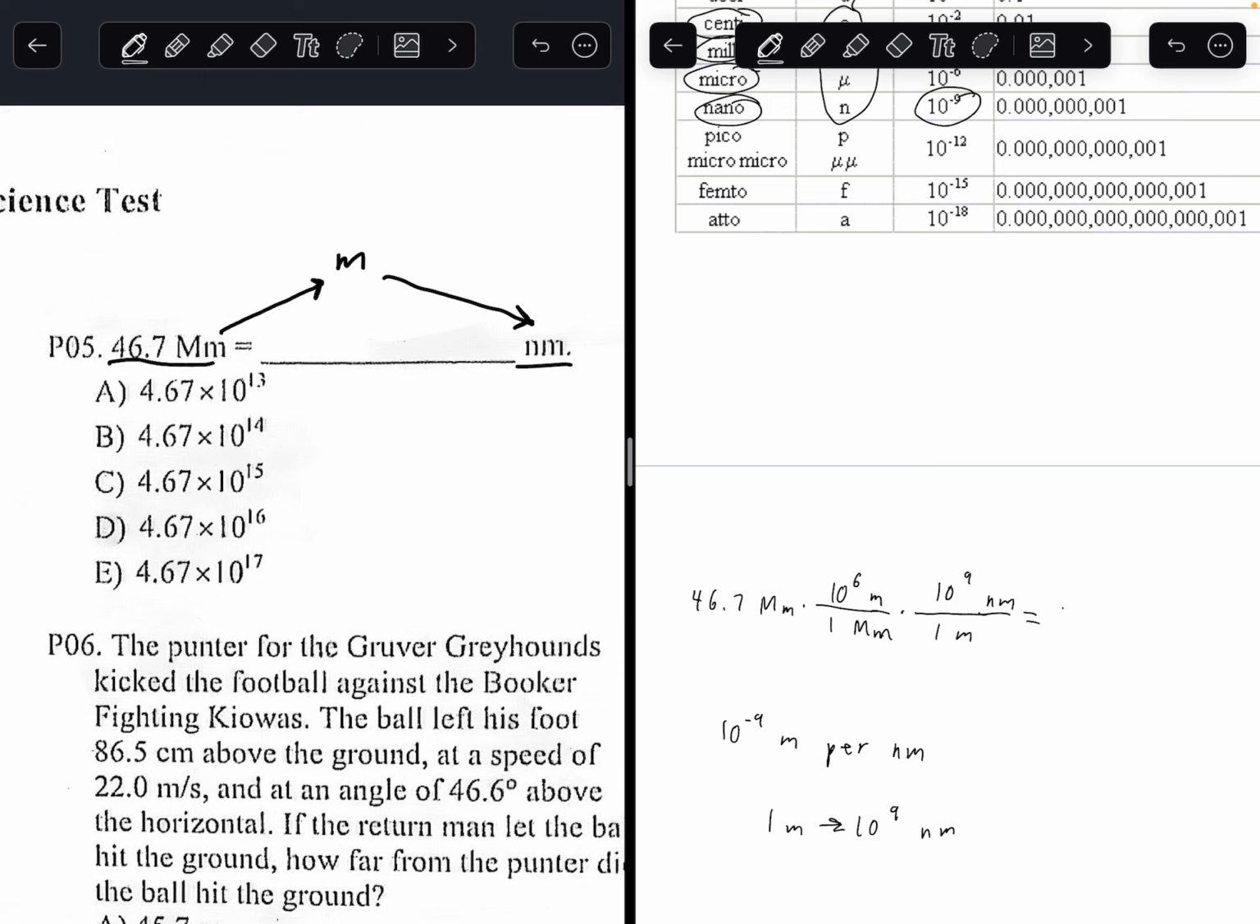And then just solving the equation, you would get 46.7 times 10 to the power of 15. But you want to write this in scientific notation, where the decimal has to be less than 10. So you would write this as 4.67 times 10 to the power of 16. So this would be your final answer, D.